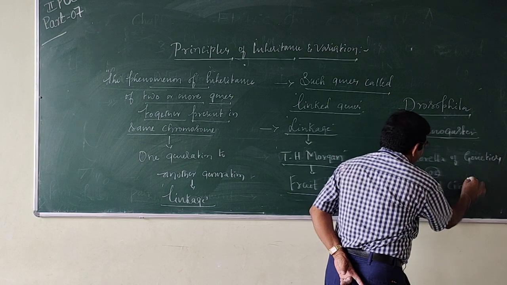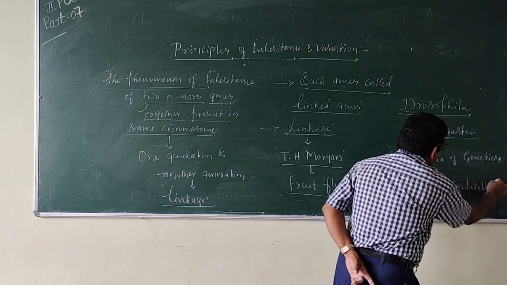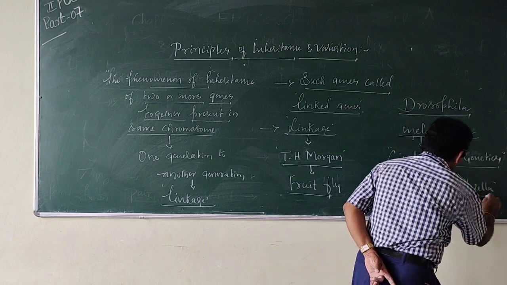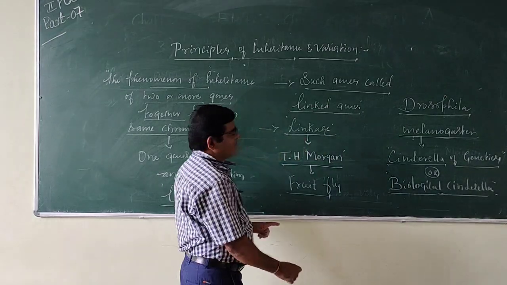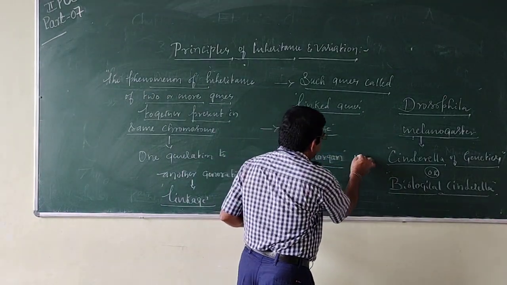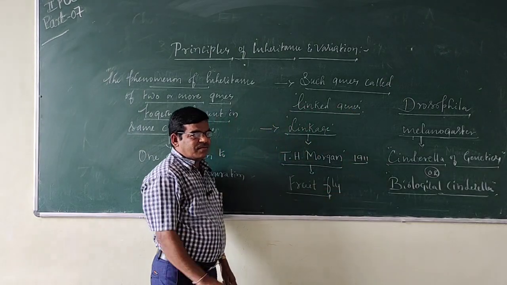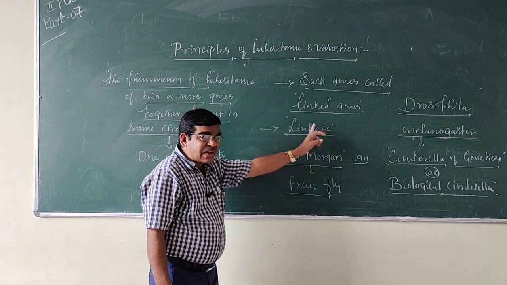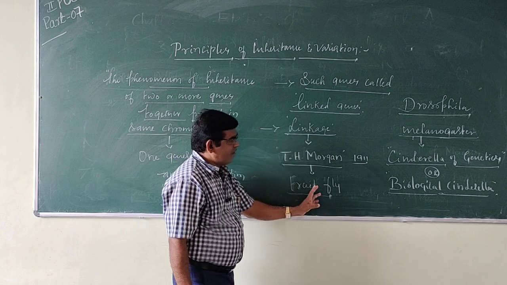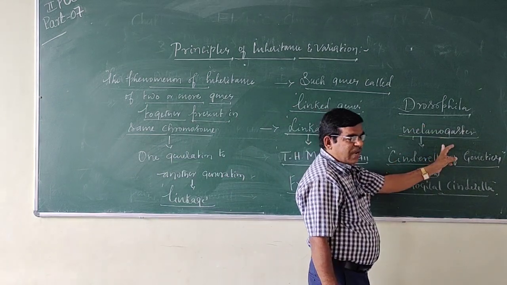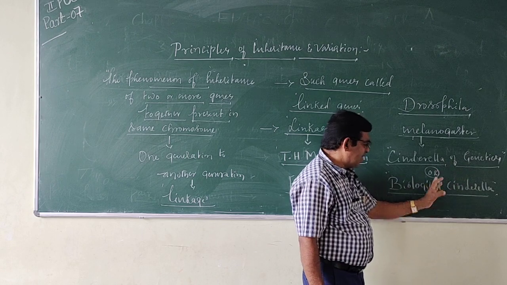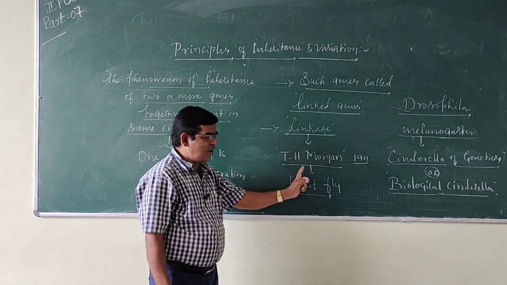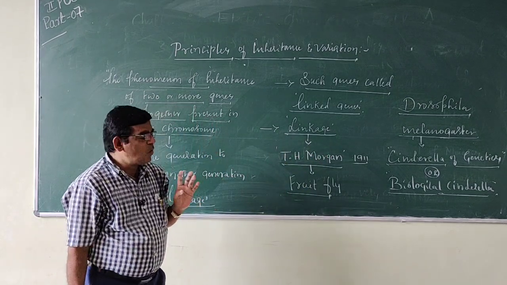So T.H. Morgan, very first in 1911, discovered the linkage in the fruit fly Drosophila melanogaster. It is commonly called Cinderella of genetics or biological Cinderella. Clear? So who discovered linkage? T.H. Morgan in Drosophila melanogaster.